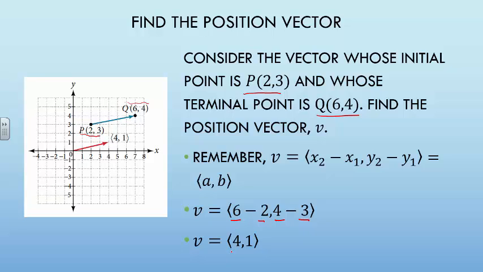6 minus 2 gives us 4. 4 minus 3 gives us 1, and our answer here is the position vector represented by v equals 4, comma 1, surrounded by those pointed brackets to indicate that it is a vector.